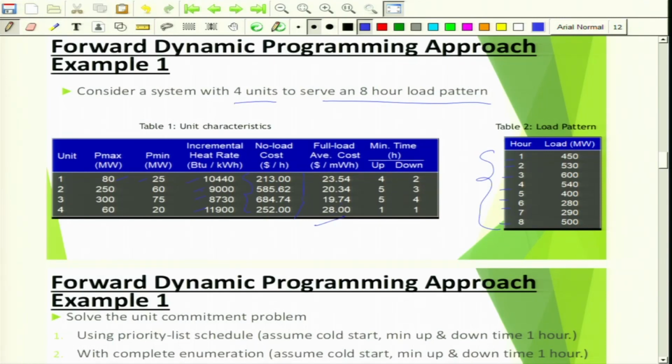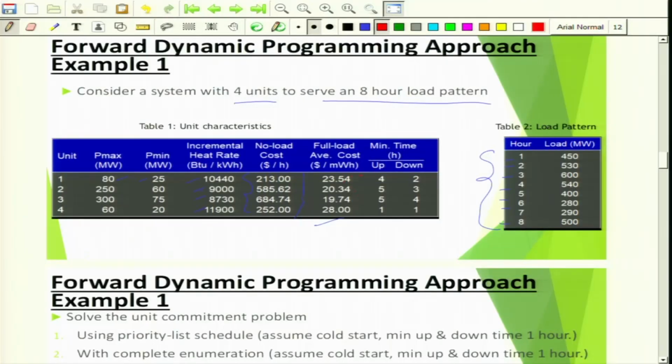Full load average cost means, I hope you remember, there is a cost curve, and whatever is the maximum load, maximum demand that it can cater, you apply that value to the cost curve, and then you obtain per megawatt what is the cost that this particular generator incurs. And you can see here, by simply looking at this figure, that unit 3 is the most economical one, and then unit 2, and then unit 1, and then unit 4.